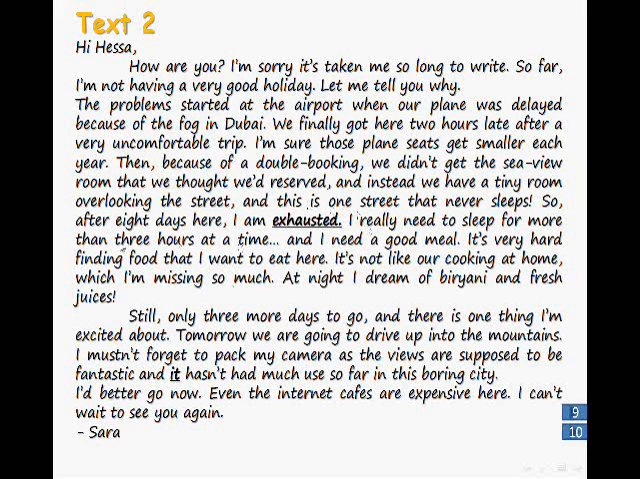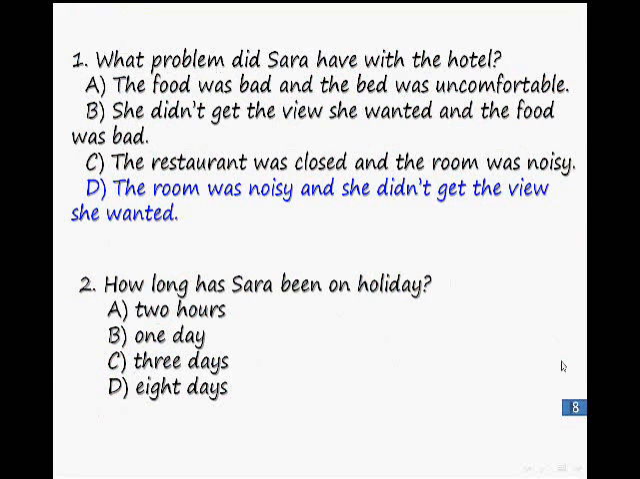Okay, it can be number of days, as in this case, or hours, or dates. So you just scan for numbers. Okay, so in this case, it says here after 8 days here. So now, how many days she was on holiday? Let's go back to the question. 2 hours, 1 day, 3 days, 8 days. Sure, it's 8 days.